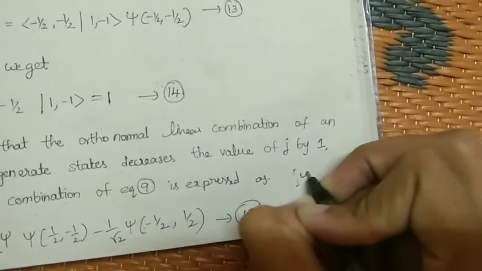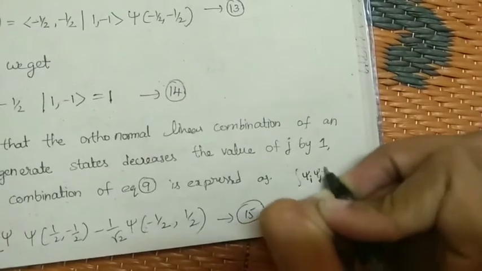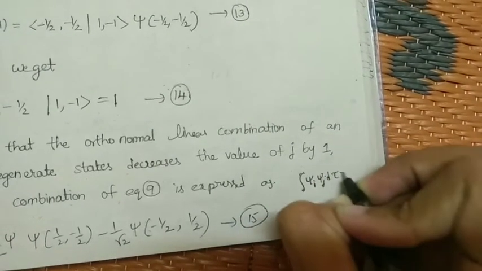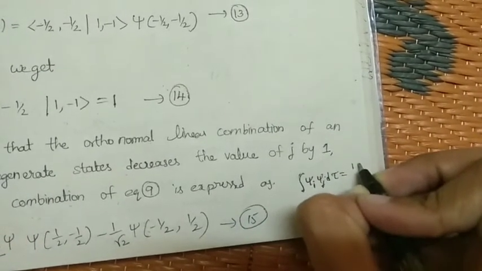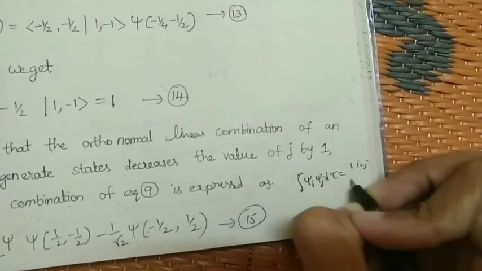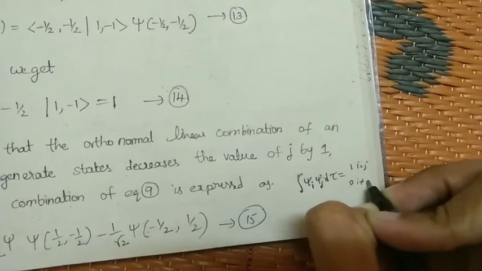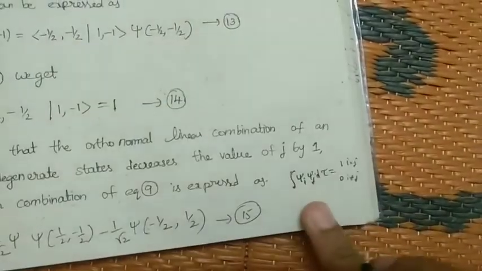So the orthonormality condition is nothing but the integration of xi i xi j d tau. It would be equal to 1 when i equals j, and it would be equal to 0 when i is not equal to j. So that is the orthonormality condition.